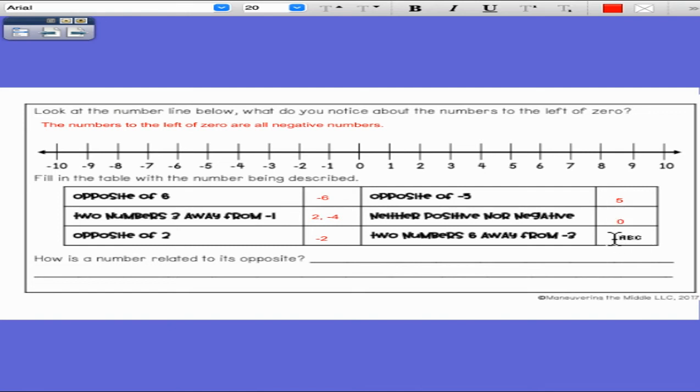Two numbers 6 away from -3. So start at -3, hop to the right. 1, 2, 3, 4, 5, 6. Our first number is +3.